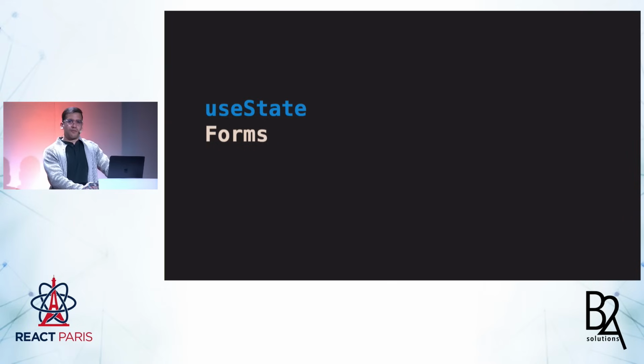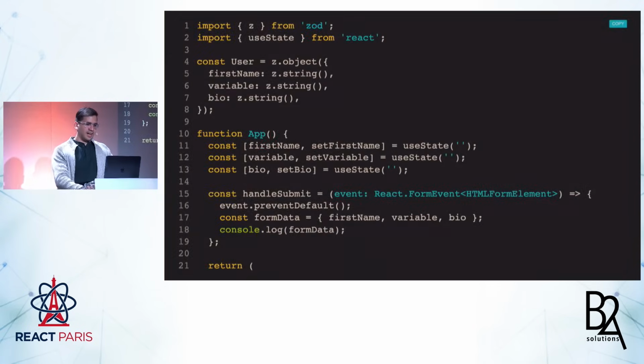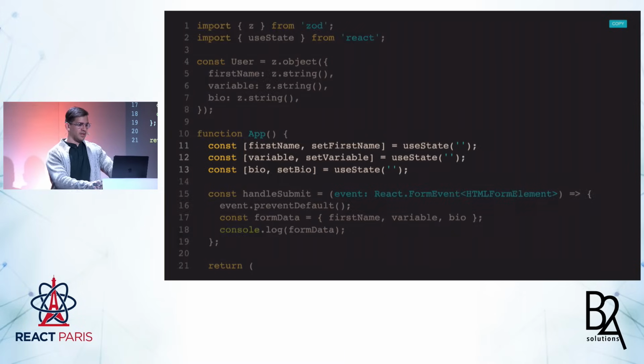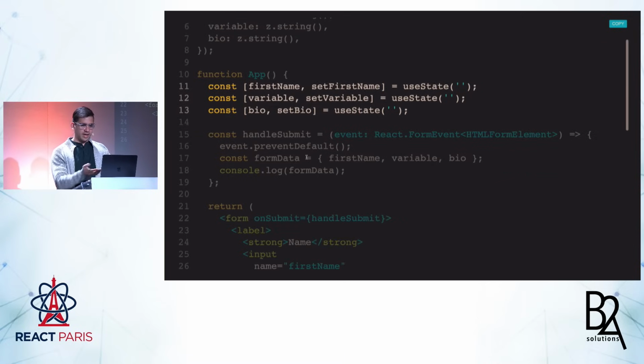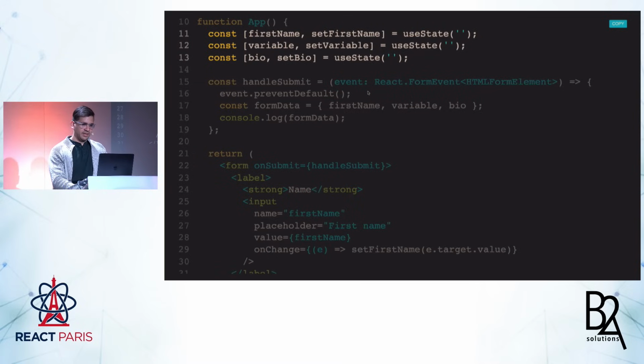All right, so now forms. This is another big one where we just have useStates all over the place. Here's an example form, and this is one of the smaller ones. They do get pretty big. So we have a few variables for first name, and I have a variable called variable. I don't know why I have that. And bio. And so this is something that we all learn when we're first learning React.